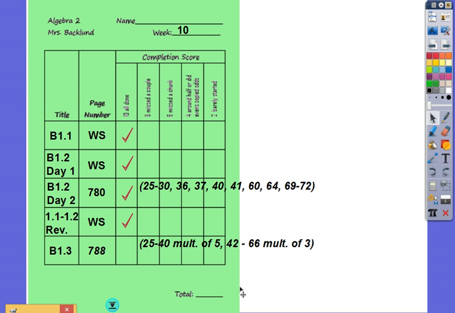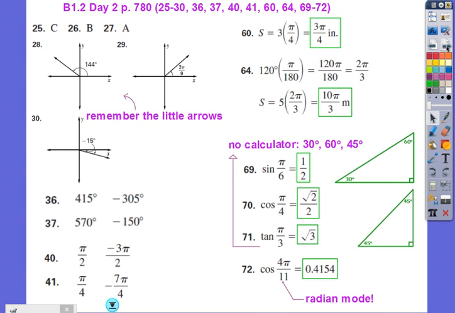So, green sheet updated. If you would like to check your answers to that last book assignment we had, this was the assignment from Tuesday now. Go ahead and check your answers. A couple things I wanted to point out: when you're sketching your angles, remember the little arrows that show which direction you're rotated.